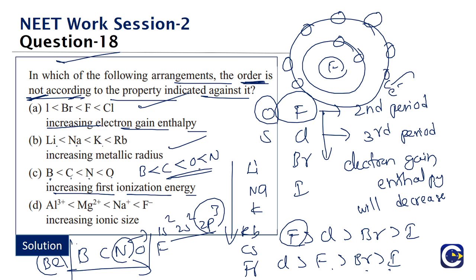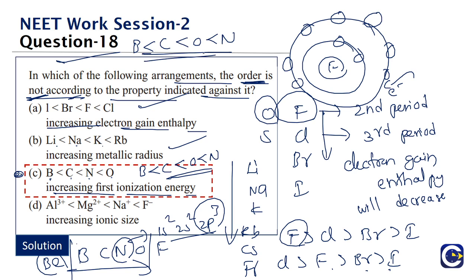We are looking for the wrong order, the order that is not according to the property. The one mentioned in C is not according to the property. For the first ionization energy, the correct order will be boron less than carbon less than oxygen less than nitrogen. This is the anomaly here.